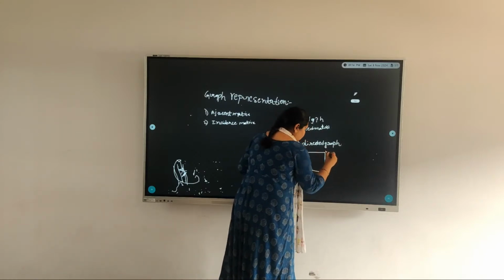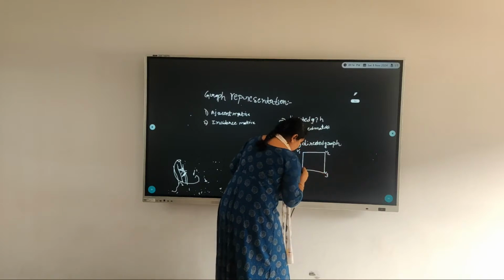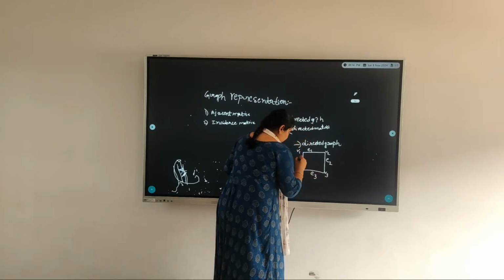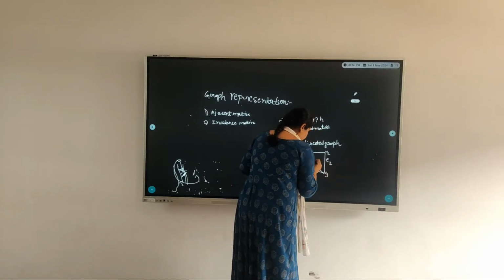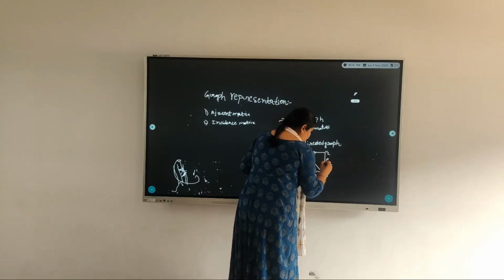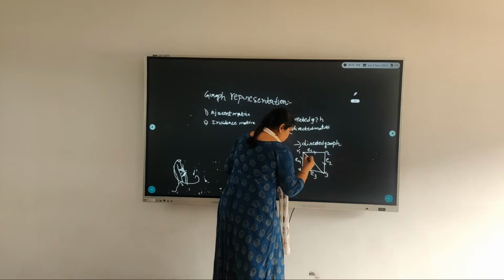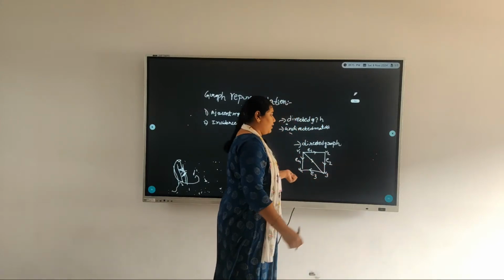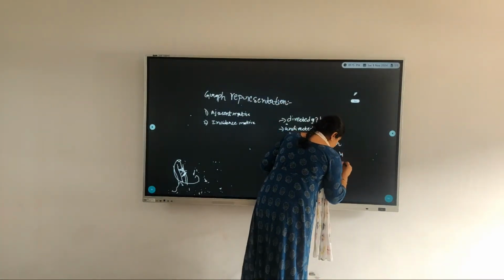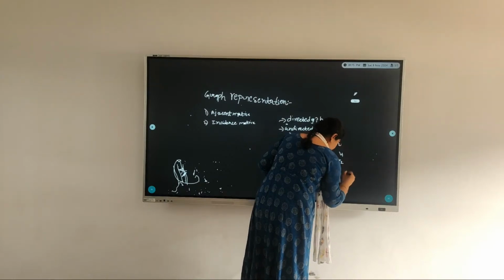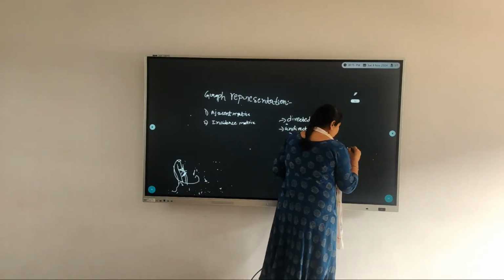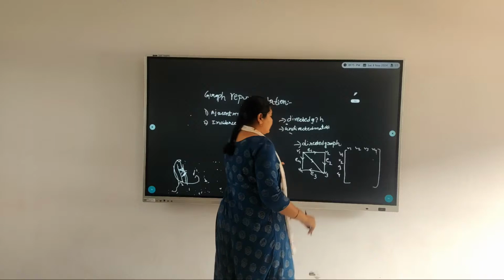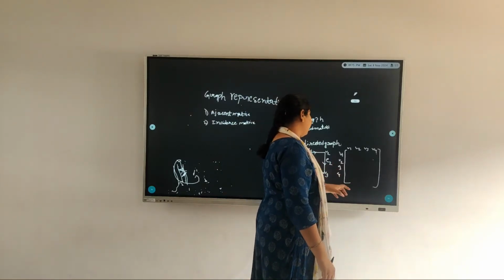These are vertices and these are edges. I will give directions to this, and I will draw a graph. We should take rows and columns as vertices. We should see if the edge is passing through the vertices or not.